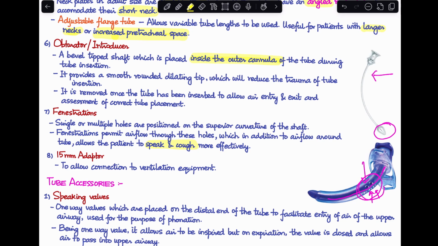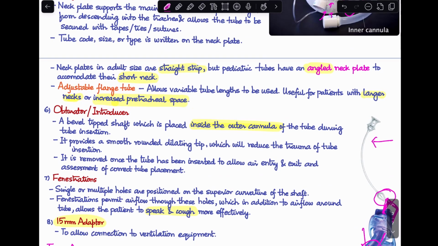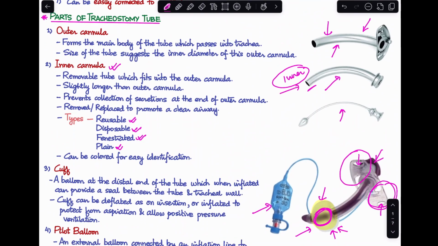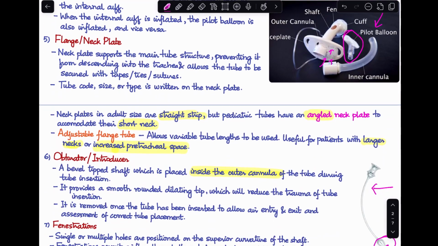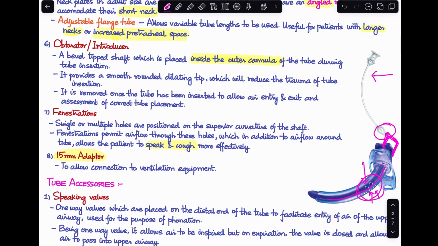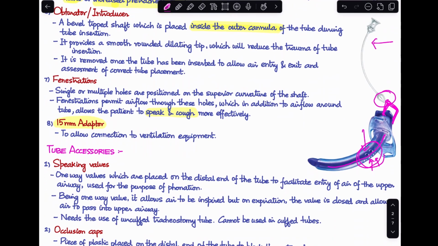And lastly, there's another structure, which is a 15 adapter. Now, this is an adapter that you usually fix to the tube over here, and this is responsible for allowing the connection to ventilation equipment, since one of the main indications of a tracheostomy tube is to give positive pressure ventilation. So these are all the parts of a tracheostomy tube. We have the outer tube, the inner tube, cuff, pilot balloon, flange or the neck plate, which helps in securing the tube, obturator, fenestrations, and a 15 adapter.